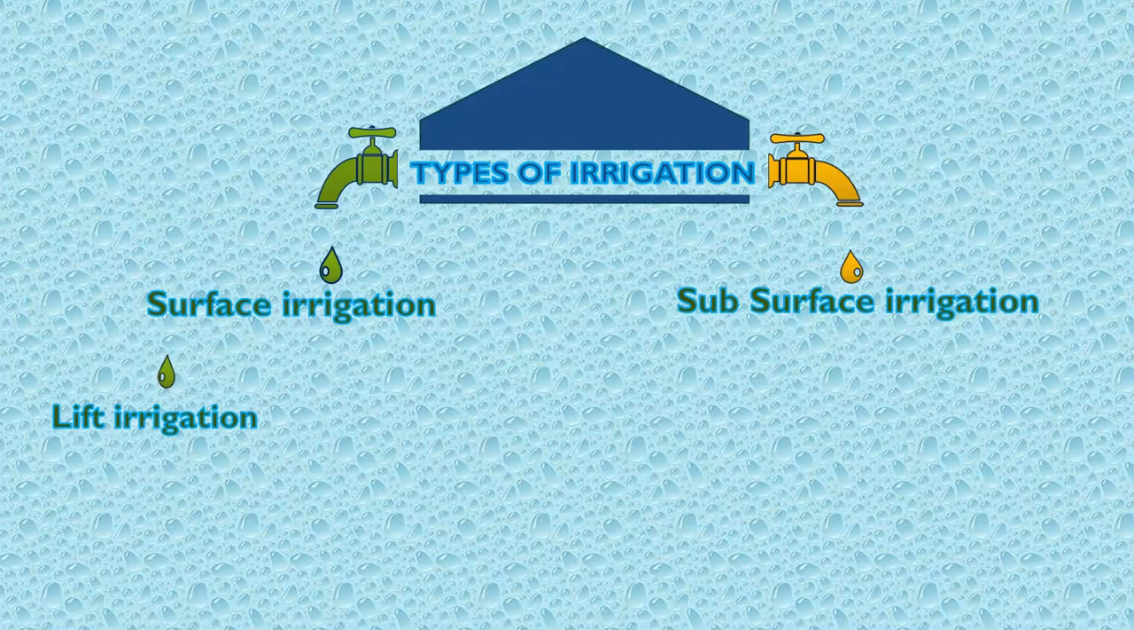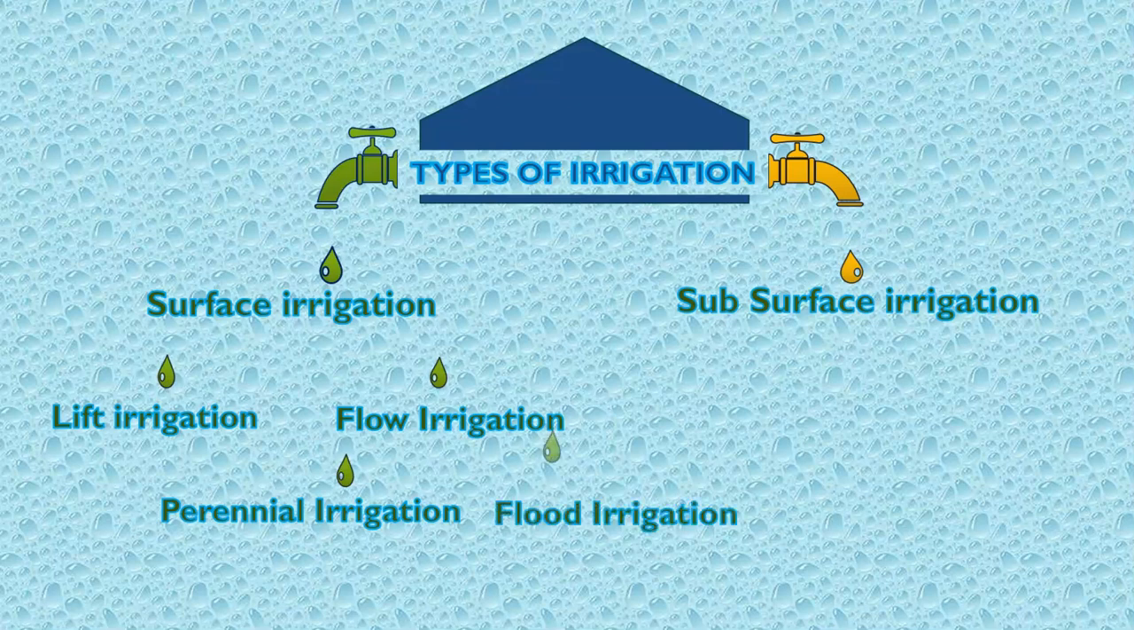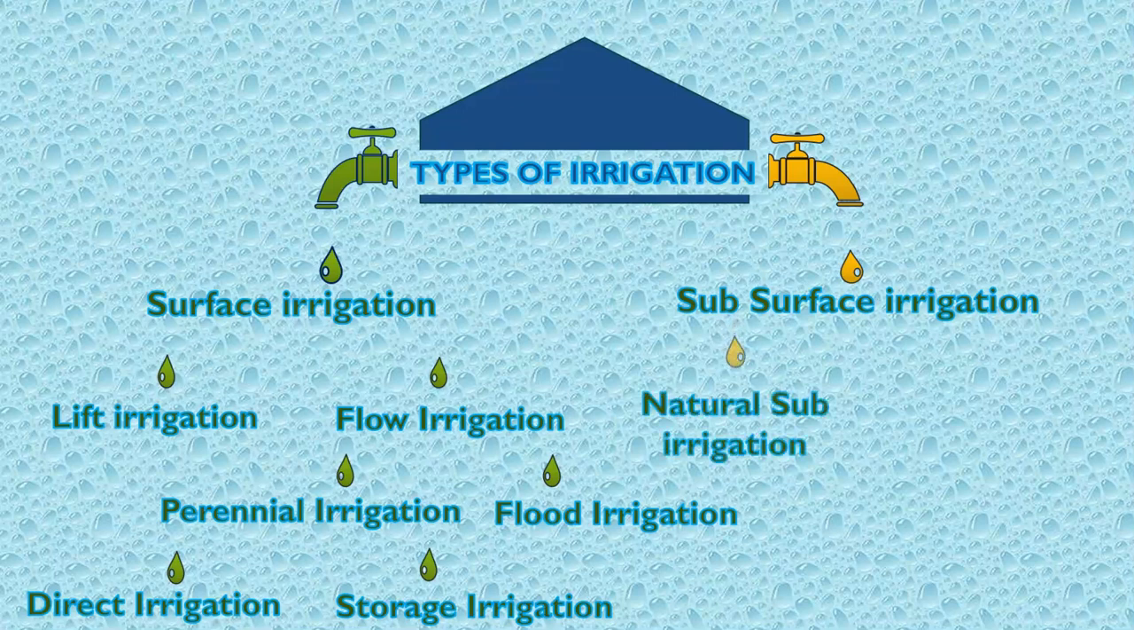Surface irrigation is further classified into lift irrigation and flow irrigation. Flow irrigation is further classified into perennial irrigation and flood irrigation. Perennial irrigation is further classified into direct and storage irrigation. Subsurface irrigation is classified into natural and artificial sub-irrigation.